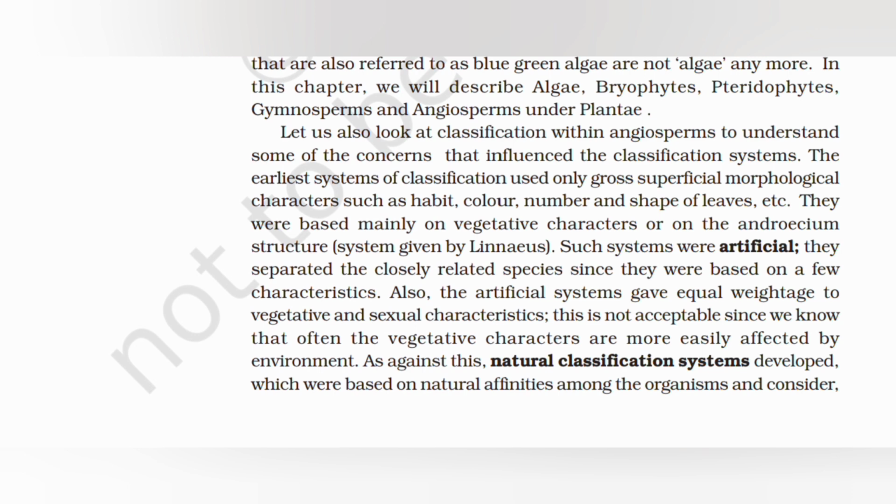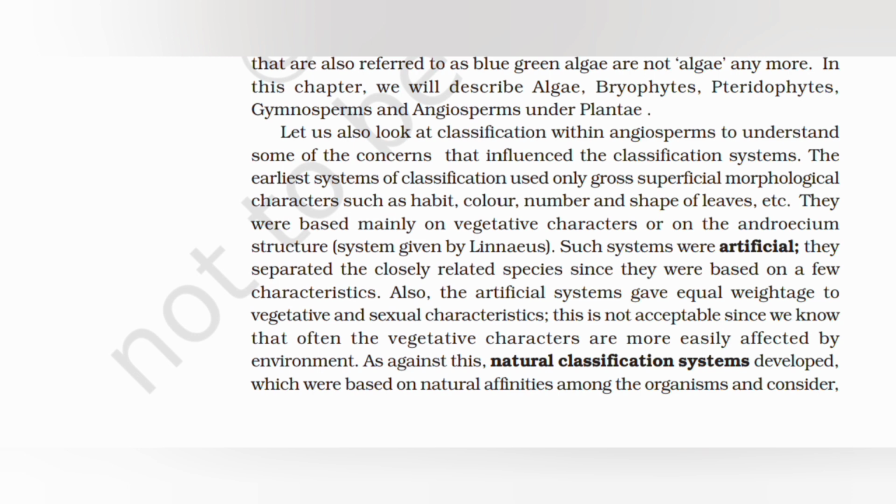Let us also look at classification within angiosperms to understand some of the concerns that influence the classification system. The earlier systems of classification used only superficial morphological characters such as habit, color, number and shape of leaves, etc. They were based mainly on vegetative characters or on the androecium structure, the system given by Linnaeus. Such systems were artificial. They separated closely related species since they were based on a few characters. Also, the artificial system gave equal weightage to vegetative and sexual characters. This is not acceptable since we know that often the vegetative characters are more easily affected by environment.